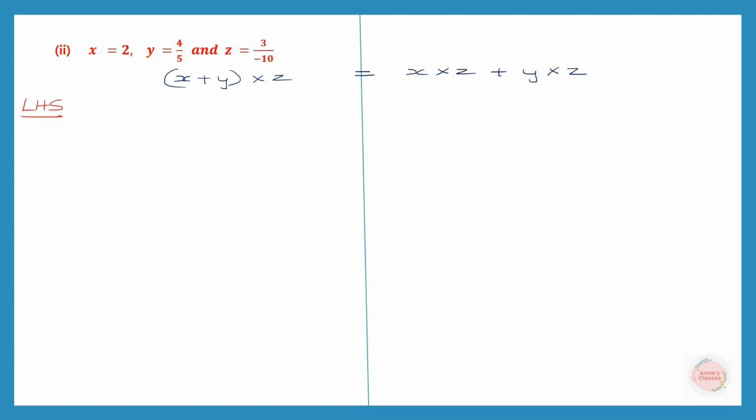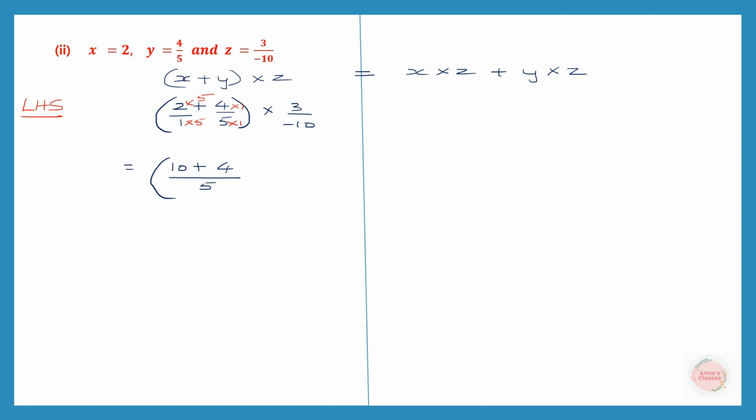So what is the value of x? X is 2. 2 plus y is 4 by 5. 2 plus 4 by 5 into z, which is 3 by minus 10. Now here let's give the denominator 1, and now let's add up these two rational numbers. The denominator is 5, which is the LCM now. So 1 into 5, so 2 into 5. 2 fives are 10, plus 5 into 1 is 5, so 4 into 1 is 4. So you can write the same thing, plus 4.